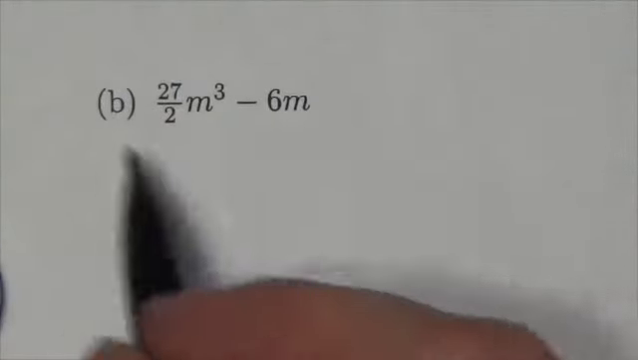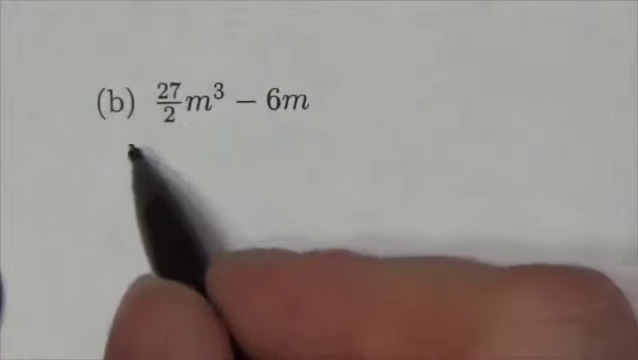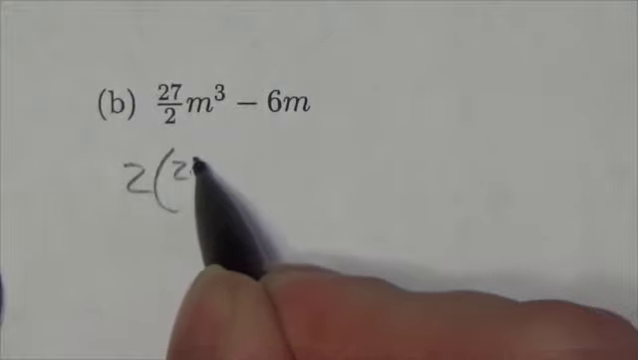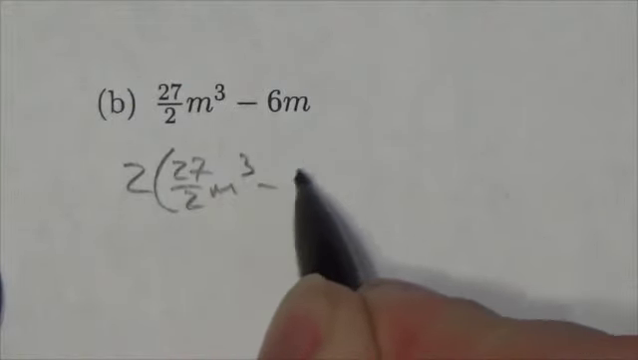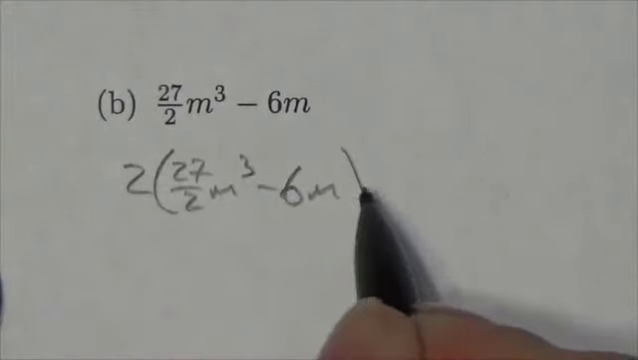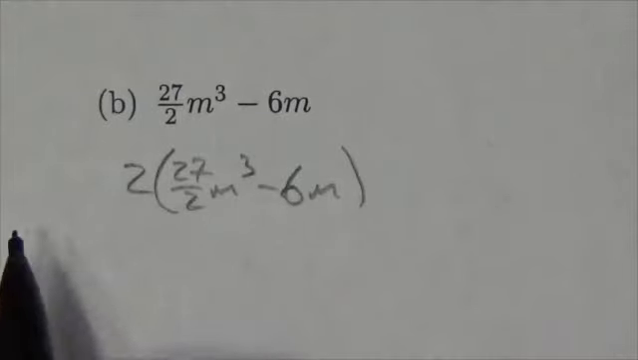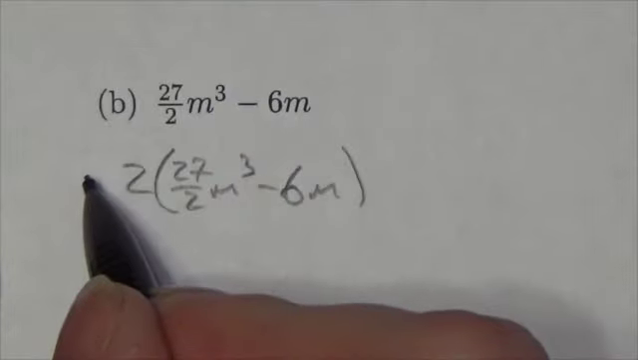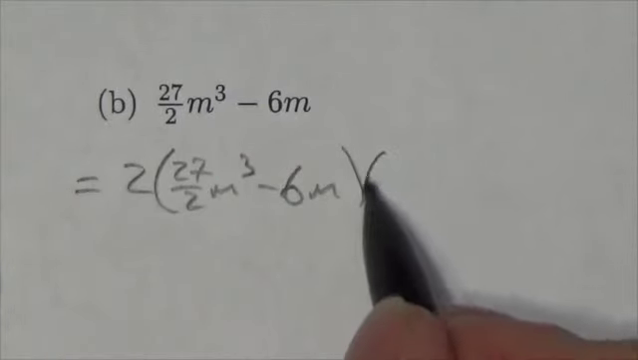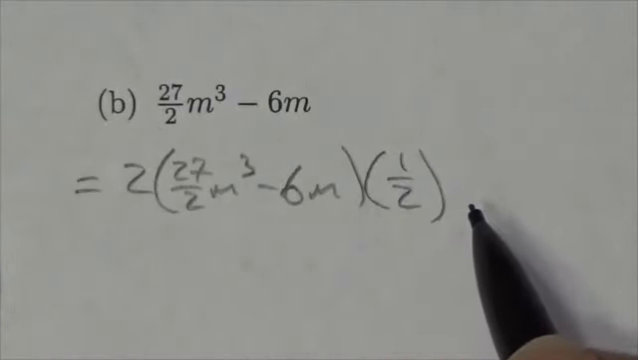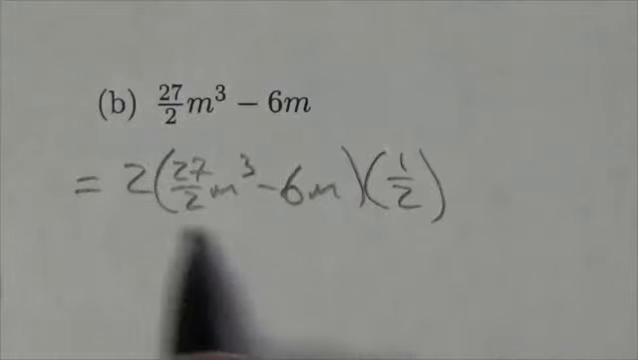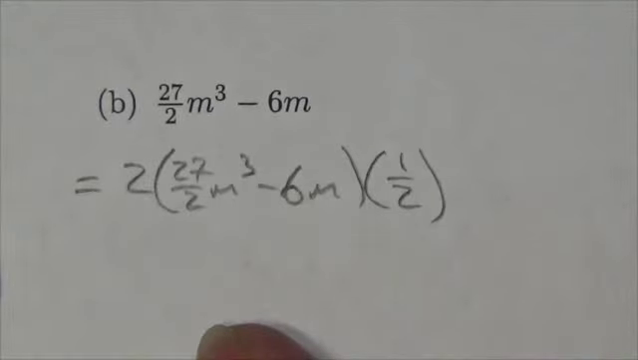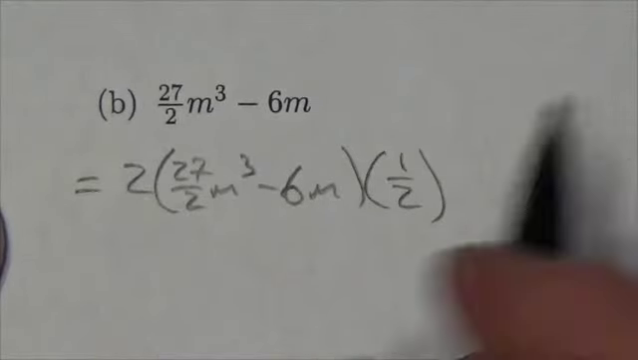Now I'm going to use that tool here, but I can't use it in quite the same way. I'm going to multiply everything through here by 2. So I'm going to multiply this 27/2 m cubed minus 6m, all of this, by 2. Now here's the thing. I'm not allowed to do that. But if I divide by 2 at the same time, then that 2 and that 1/2 cancel each other out. And actually I've done nothing to the equation. I have done nothing to it.